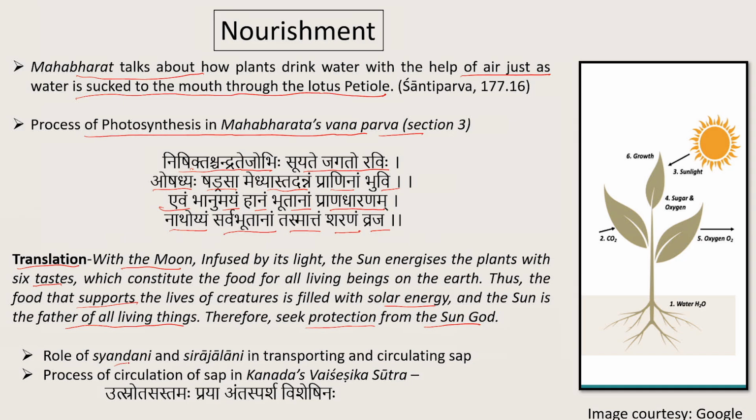Role of the Syandani and Sirajalani is transporting and circulating sap. The process of circulation of sap is in Kanad's Vaisheshik Sutra. We found this kind of sutra which explains this process. Utsrotastamah praya antar sparshah visheshinah.